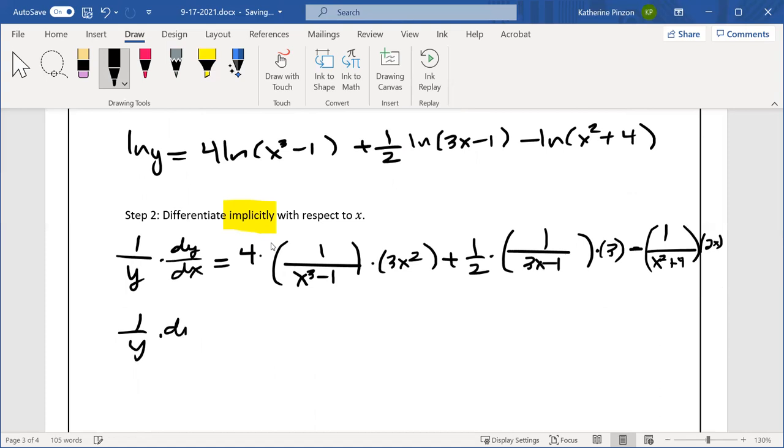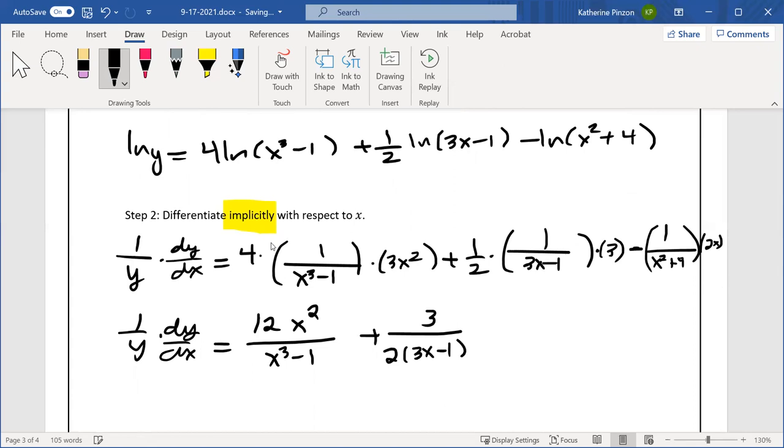1 over y dy dx: the 4 and the 3x squared are in the numerator. That makes 12x squared over x cubed minus 1. Plus, I have a 3 in the numerator and a 2 in the denominator. Minus, I have a 2x in the numerator and an x squared plus 4 in the denominator.